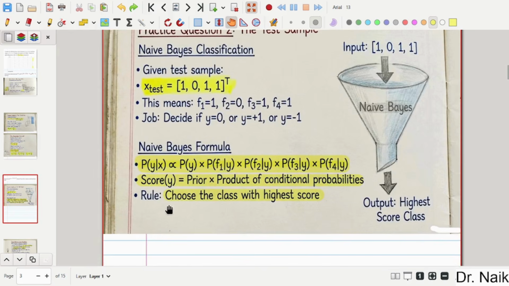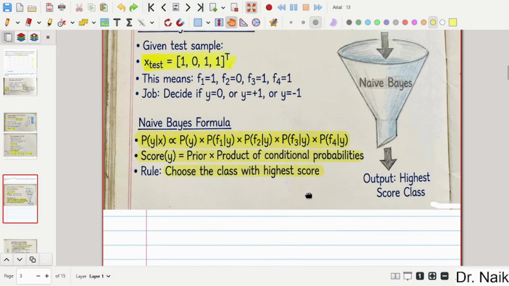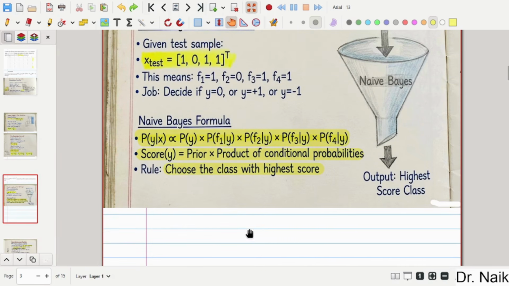So the naive-Bayes formula is: probability of y given x is proportional to probability of y multiplied by probability of f1 given y, multiplied by probability of f2 given y, multiplied by probability of f3 given y, multiplied by probability of f4 given y. So the score of y is the prior multiplied by the product of conditional probabilities. The rule is to choose the class with the highest score. So we will choose the class which has the highest score.